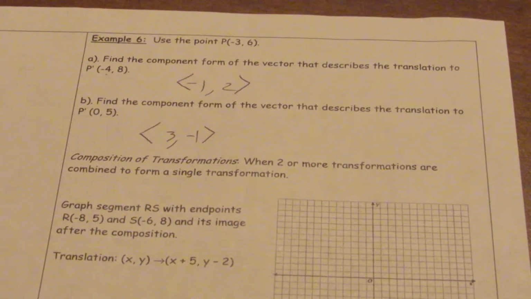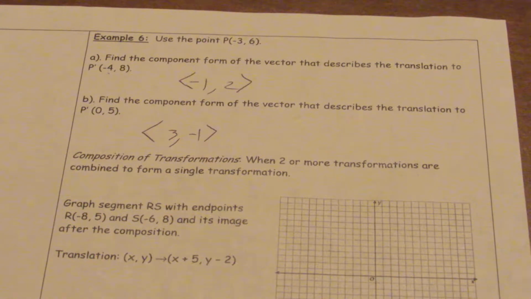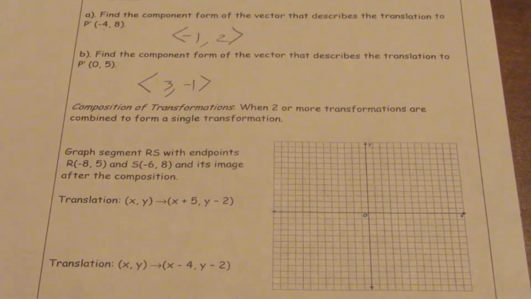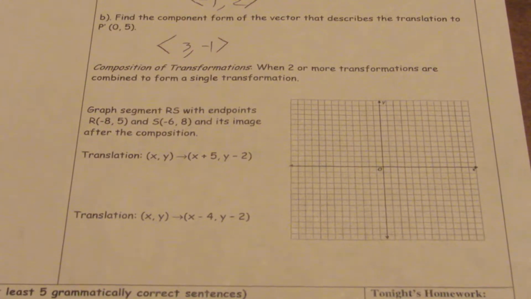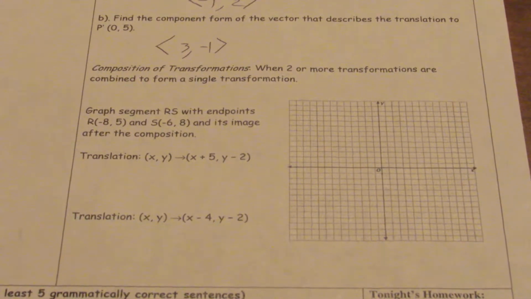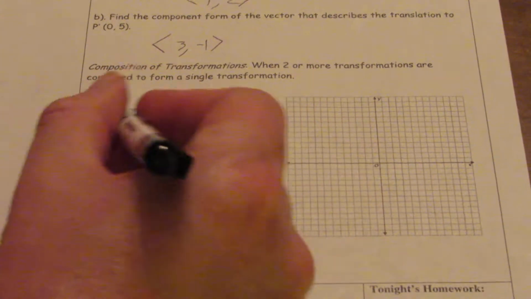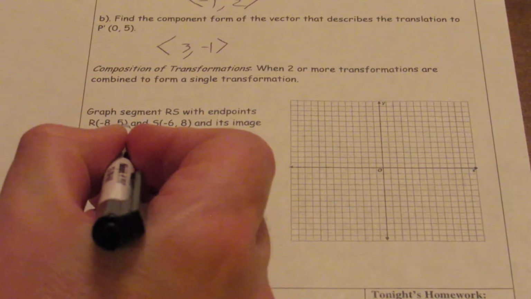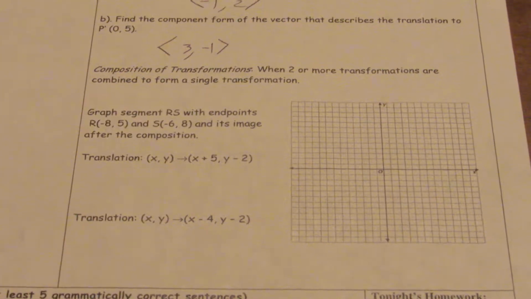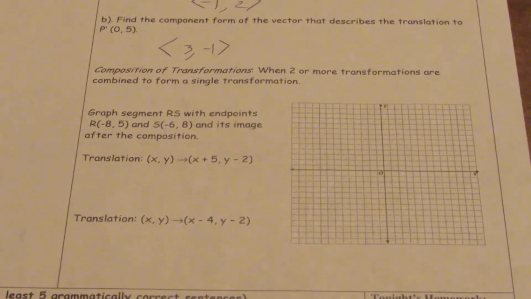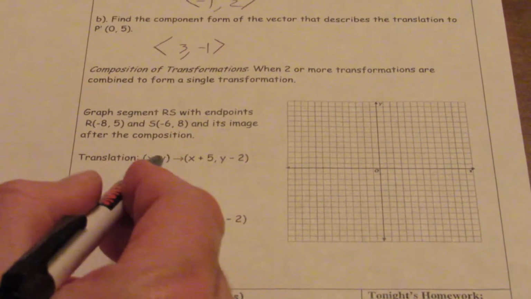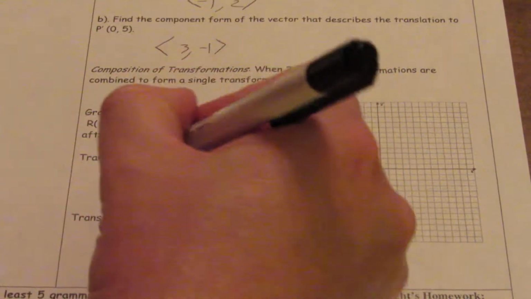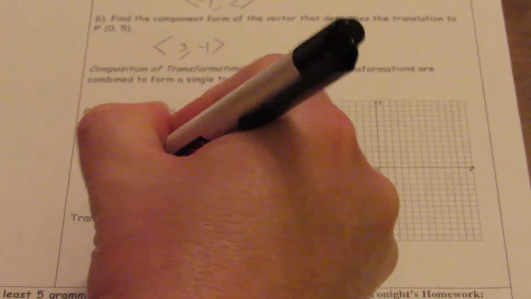Composition of transformations is when two or more transformations are combined to form a single transformation. This is not super useful with translations, though we're illustrating it with translations. But as we go and add more transformations, this becomes more useful. So we have graph segment RS with endpoints -8, 5, and -6, 8, and its image after the composition. So we're going to move here. So I'm looking at R prime, S prime.